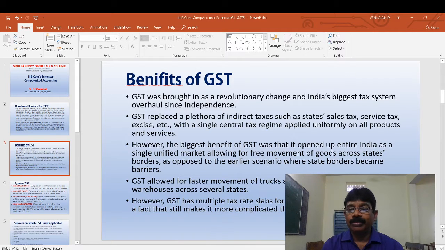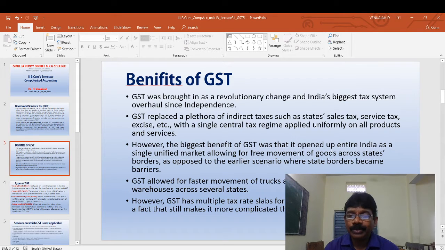The biggest benefit of GST is one tax, one market, one India. Almost all the goods which started in Jammu and Kashmir were sold in Kanyakumari, and throughout the flow of the goods, only one tax rate is applicable. GST allowed for faster movement of trucks and led to the requirement of fewer warehouses across the several states.